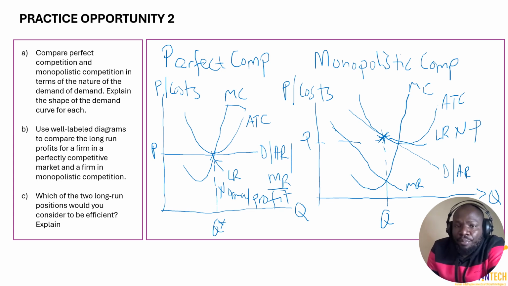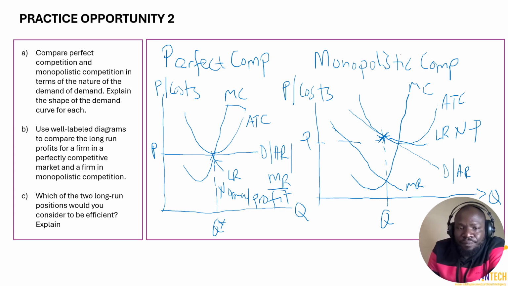So both perfect competition and monopolistic competition have long run normal profits, or zero economic profits, in the long run, because in these markets there's free entry and exit. There are many buyers and sellers in the market, and therefore we get long run normal profits.